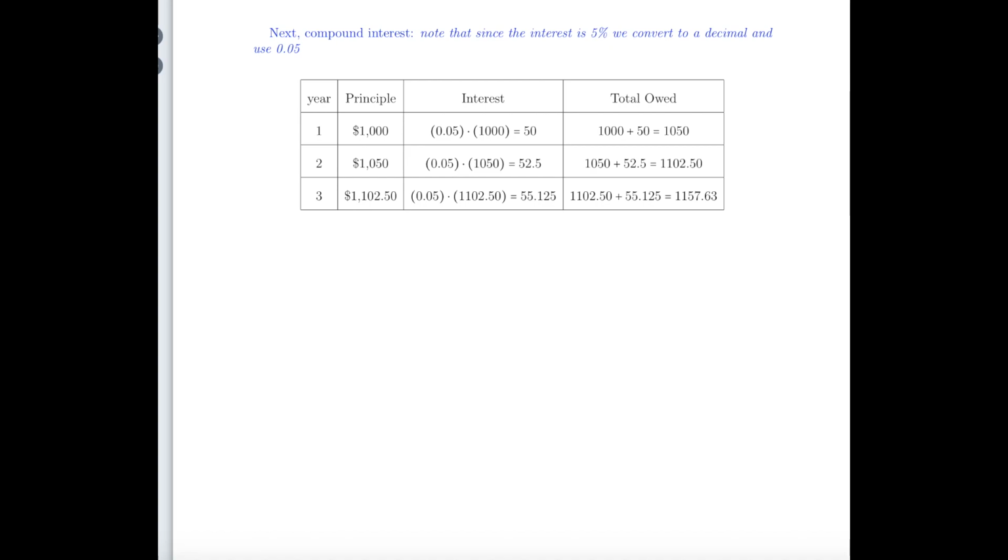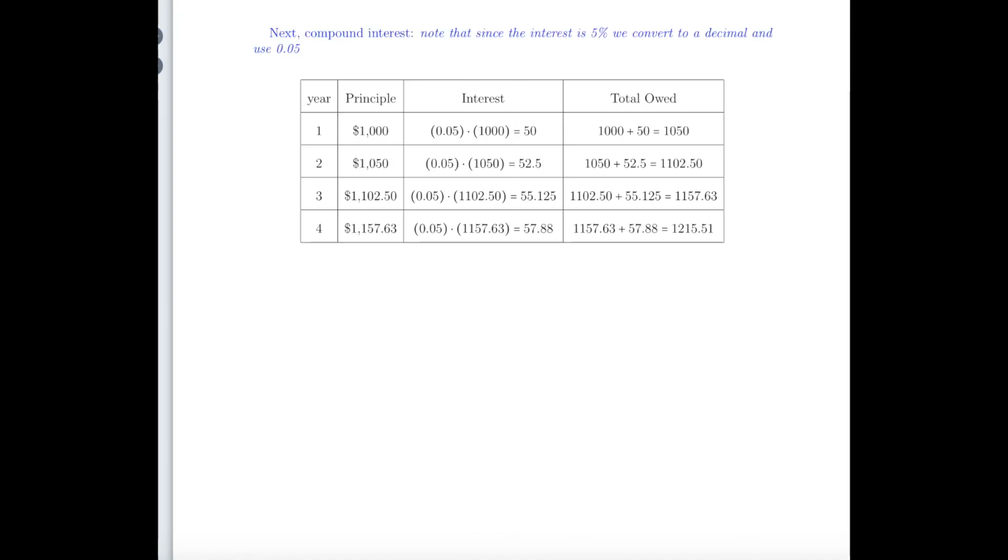Year 4 will again be the same strategy. We take our total owed, which was 1157.63, we multiply that by 0.05 to get 57.88. We then add that new interest onto our total owed from the previous year to get us back to a new total owed, which is 1215.51.